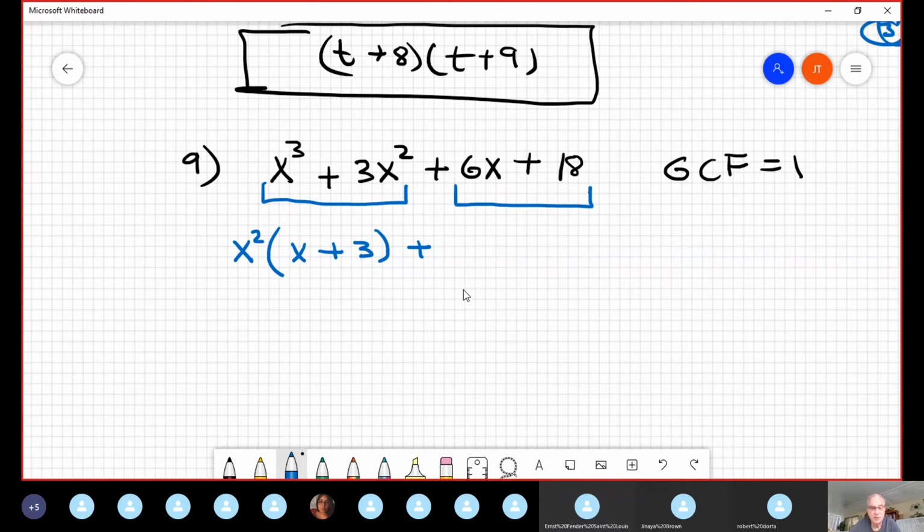Say again. Nothing? Come on. What do you say? We have 6x here, and here we have no x. Therefore, x is not a common factor. But between 6 and 18, it's supposed to be 6.